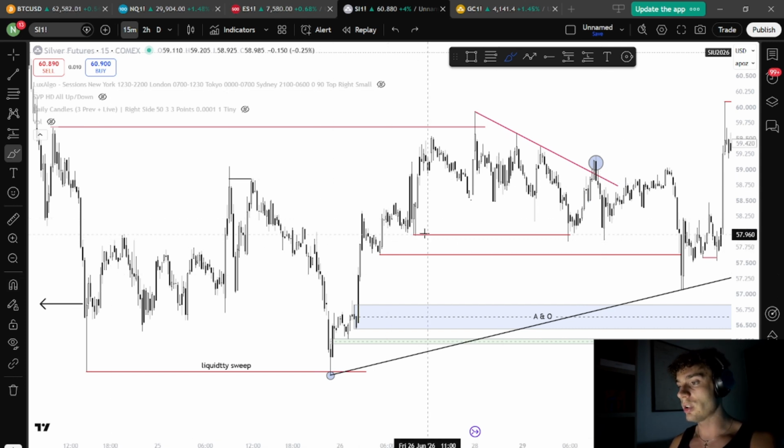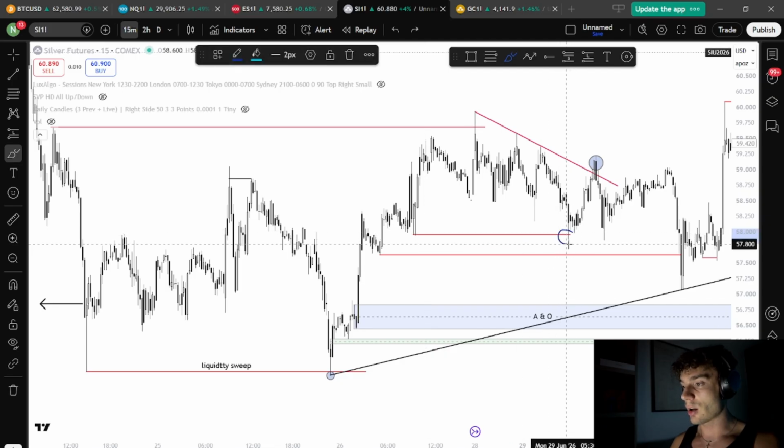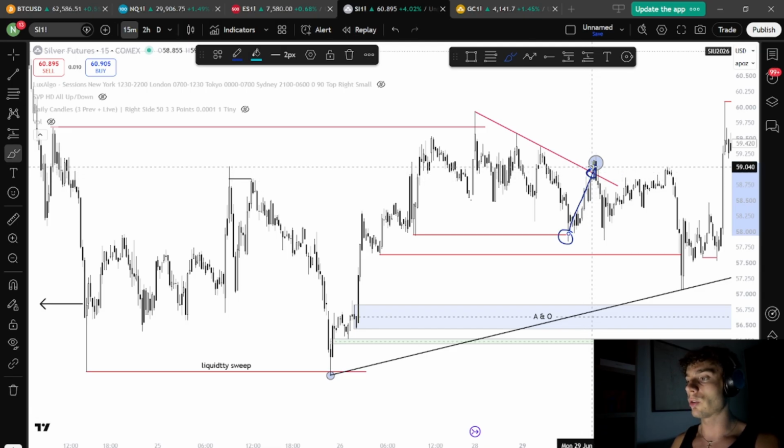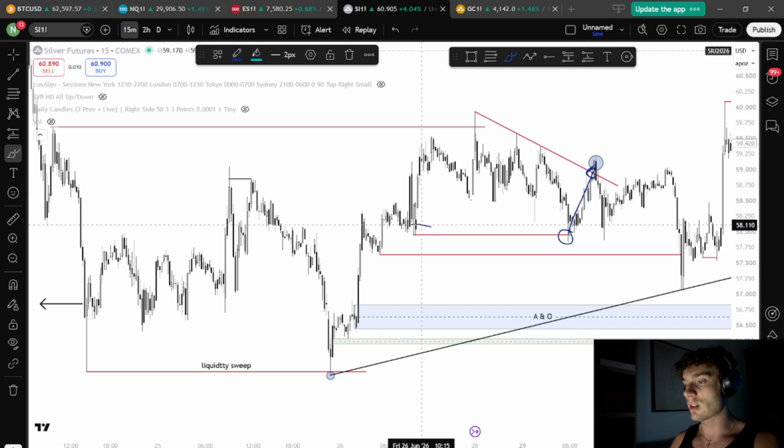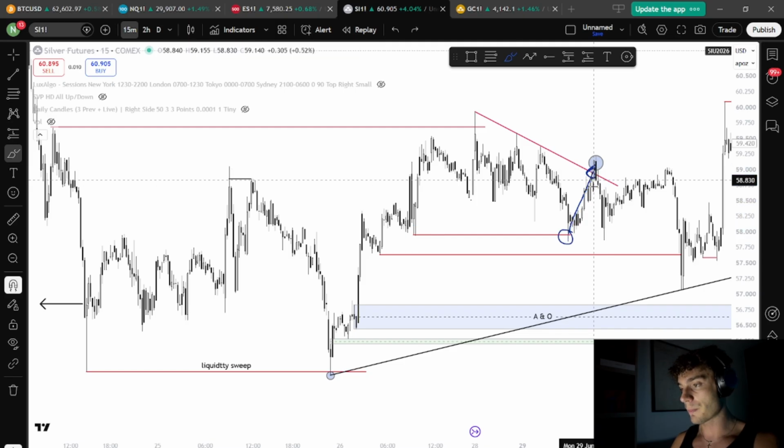Now if you look here, we swept this low here. That's what gave fuel for this push up. Because as I said in my last video, liquidity is fuel for the move, for a price move. As you put fuel in a car when you go for a trip, the same way the market needs liquidity to move. So after the sweep of this liquidity, we got fuel to move up.